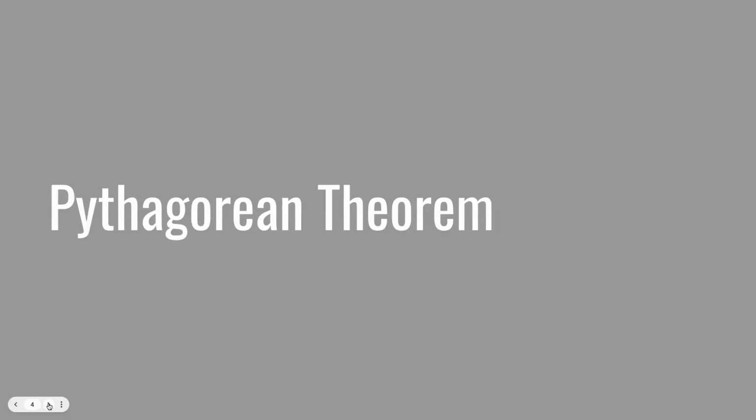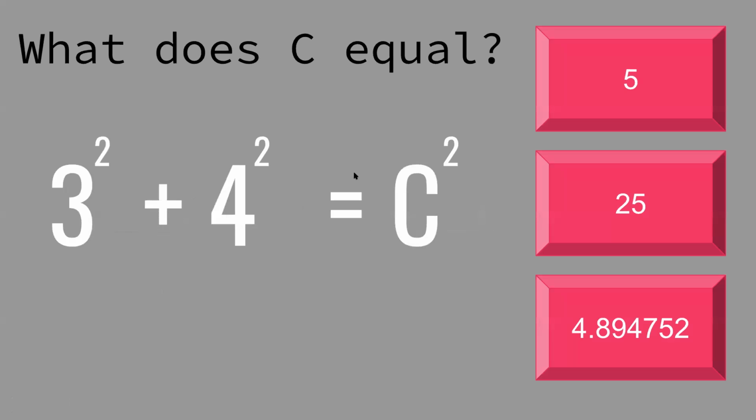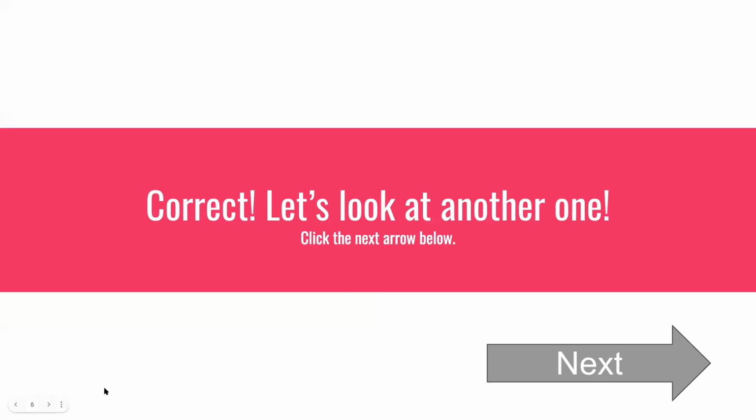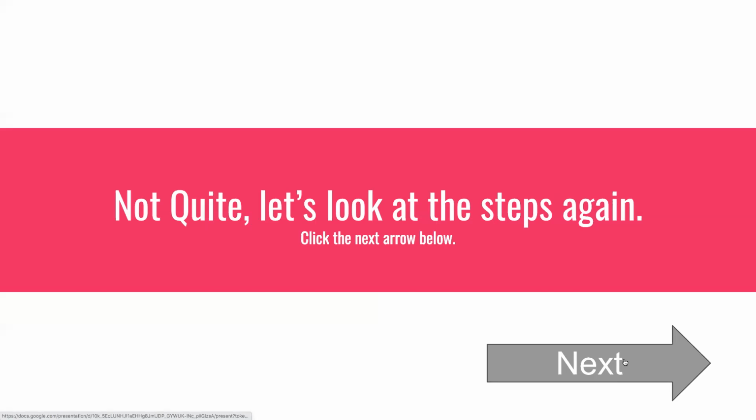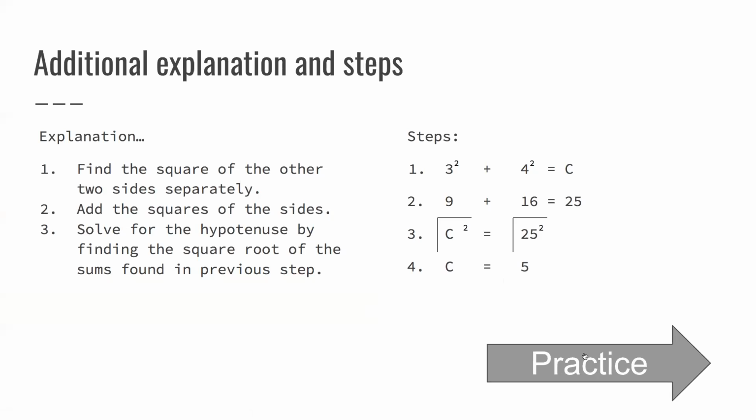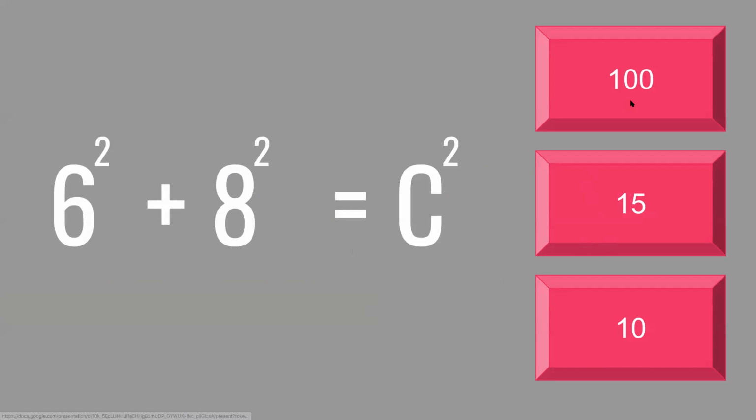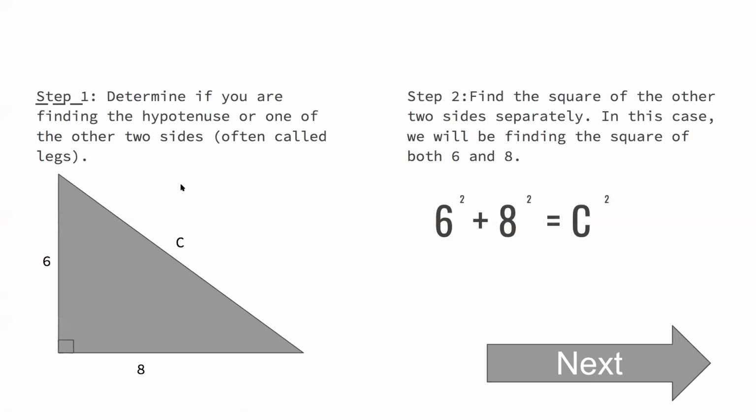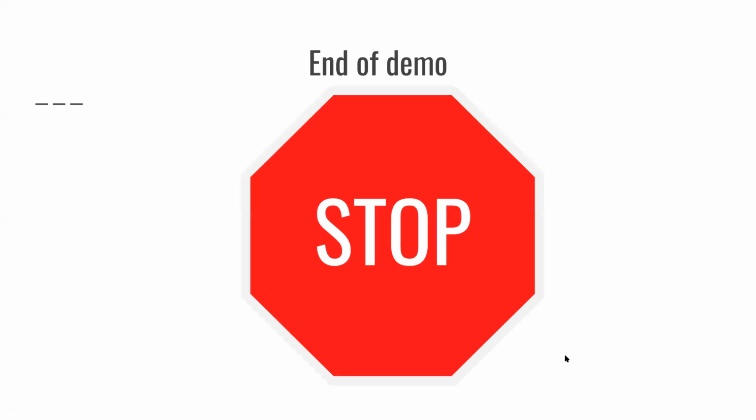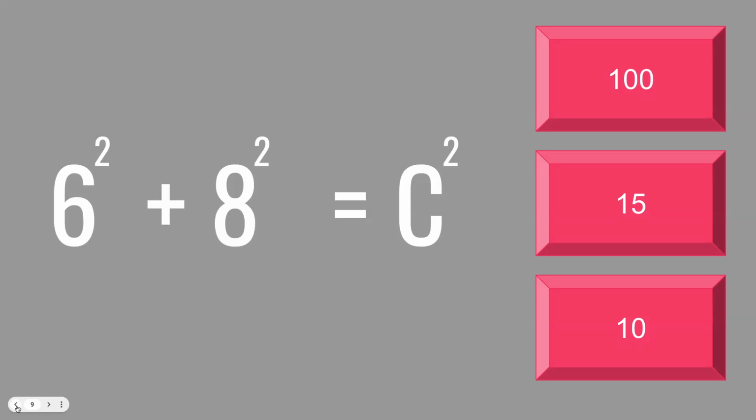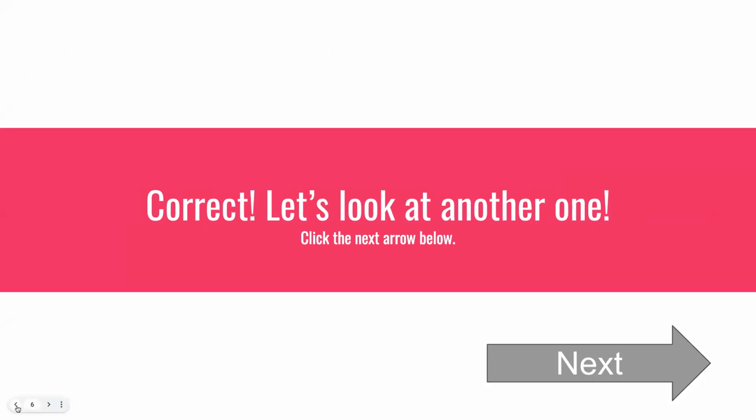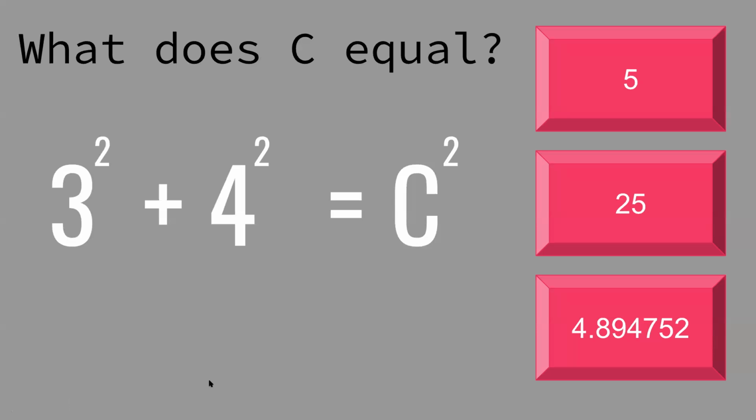So here I just have a little example. Pythagorean theorem, what does C equal? So if they get the correct answer, it'll look like this. If you decide to click on the wrong one, it says, well, let's go look at the additional explanation and steps, and then we can practice and keep going on to the next one. And then you can have additional explanations and steps and guides. So you're creating an interactive lesson for students to click through, but it's all built in slides. Yes. Neat. But now I want to see how you do it.